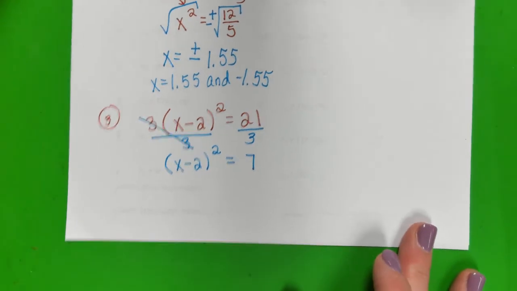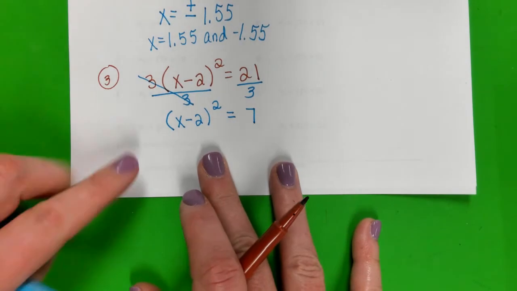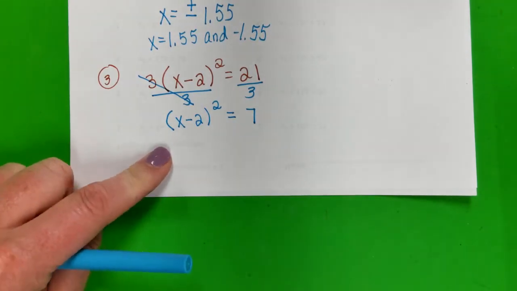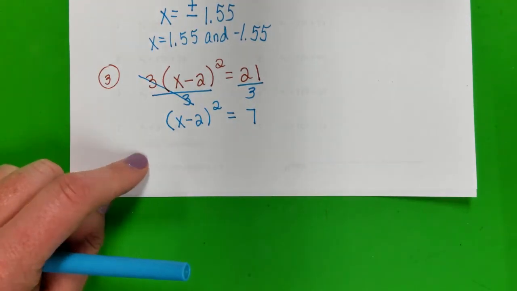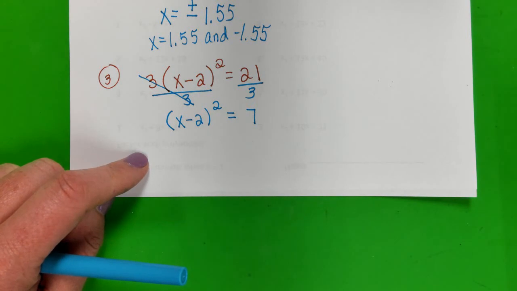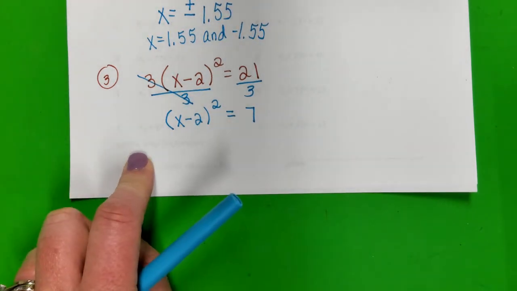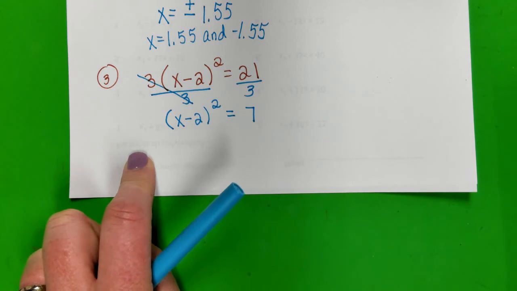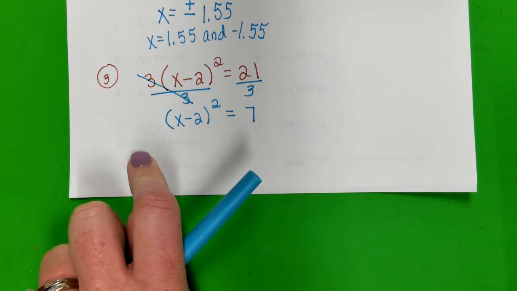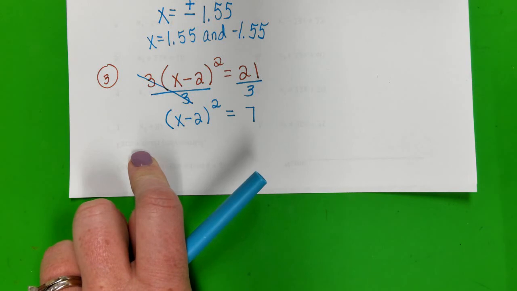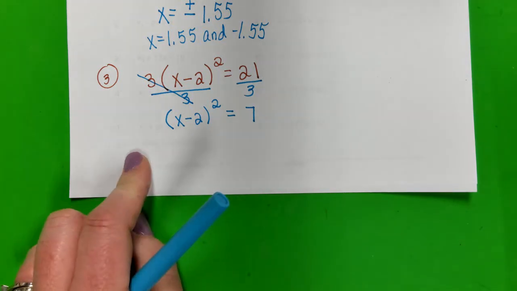Now remember, we can't touch what's in parentheses until we have gotten rid of that exponent. So what's our next step? Try to get rid of the exponent. How do we get rid of the exponent? What's the opposite of squaring something?